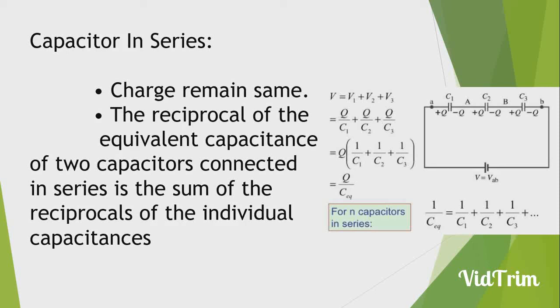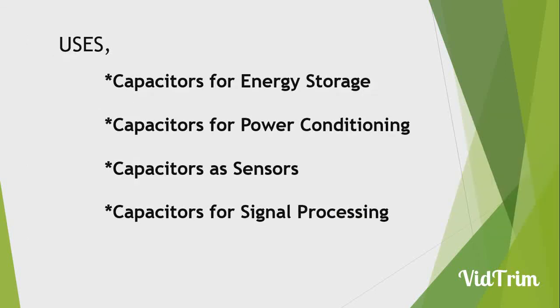For n capacitors in series, we can use this formula to find the equivalent capacitance, that is 1 by C equivalent equal to 1 by C1 plus 1 by C2 plus 1 by C3 plus so on. However many capacitors are in use, we can add them in reciprocal. This is the nature of series.